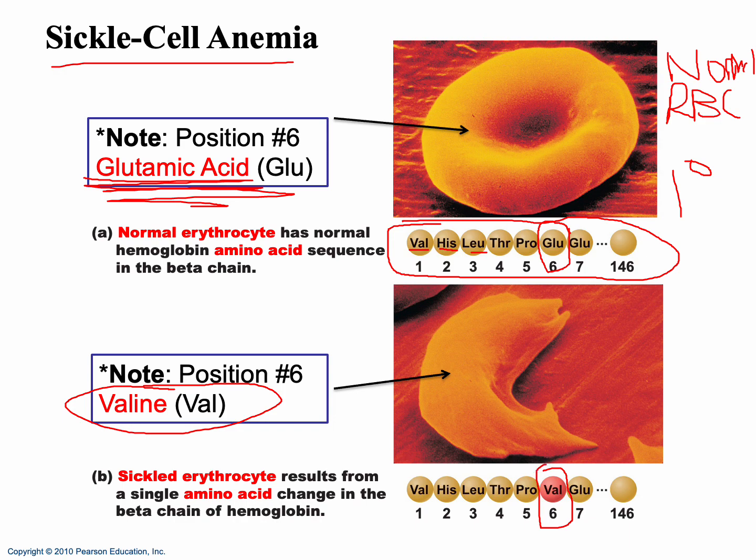This single change alters the shape of the red blood cell from a normal shape to this crescent moon shape. So we go from a normal red blood cell to the sickle cell, all because of an abnormal base substitution. So here we have the sickle cell erythrocyte, RBC. Very important to know.